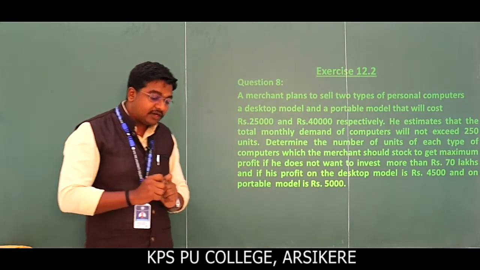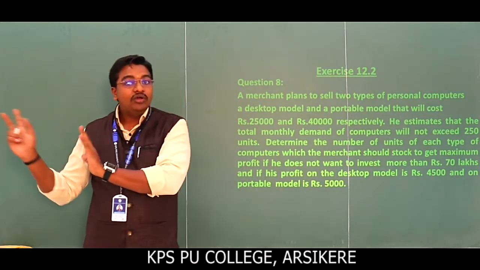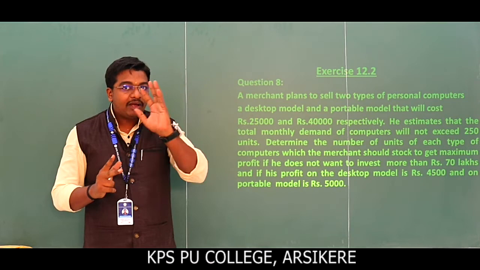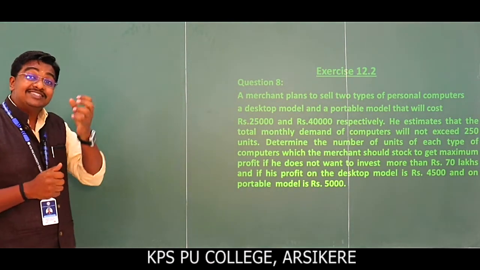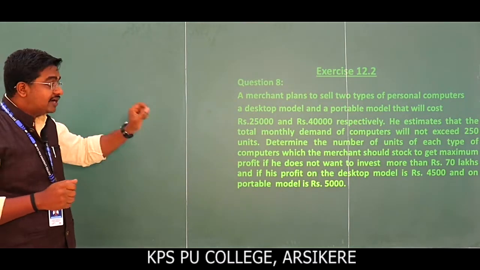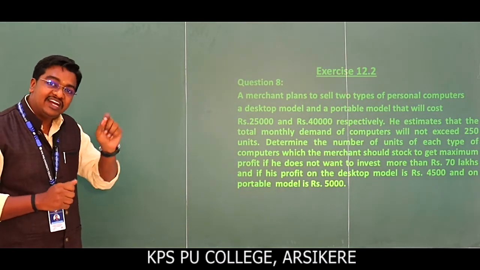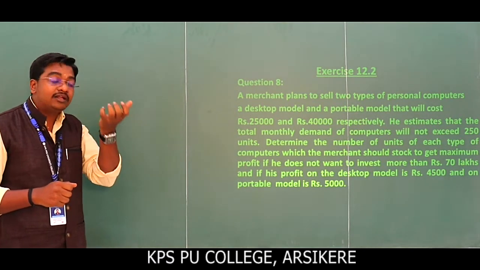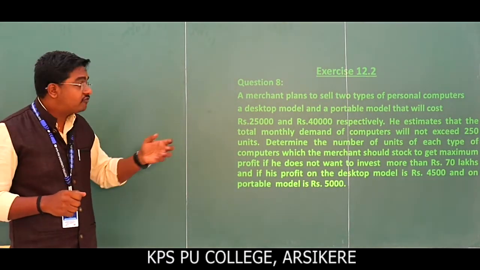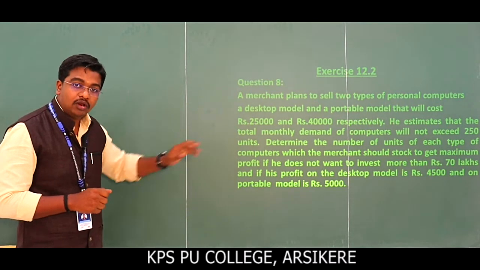So the first step is to convert the entire problem to mathematical form. When we convert to mathematical form, what do we get? We will get the objective function and constraints. Constraints are nothing but the restrictions or conditions. And the objective function denotes the aim or goal of our problem.